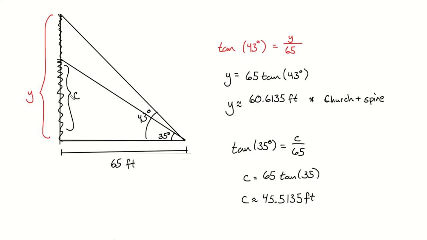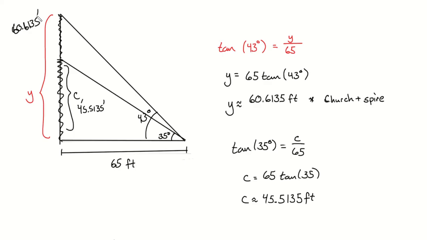If we label everything, awesome. It's going to be immediately clear if you struggle with this. If I know that this distance is 45.5135 feet, and that the whole distance is 60.6135, interesting that we have a lot of the same numbers there, feet. How do we find just the steeple?